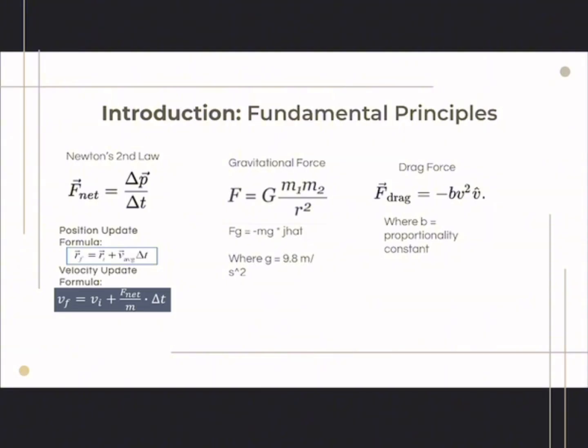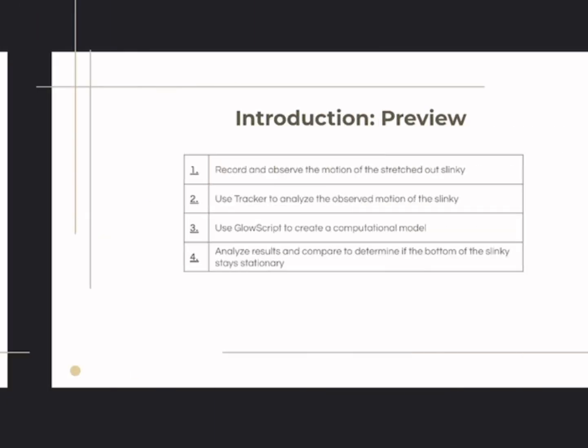So some of the fundamental principles that we'll be looking at in today's lab include Newton's second law, also known as the momentum principle, and this can be seen by the given equation: F net is given by the change in momentum over the change in time, and then we can also derive the position update and velocity update formulas from this one equation. We'll also be looking at the gravitational force equation, which is the force of gravity, where g is 9.8 meters per second squared. And then we'll also be looking at the drag force, and in this case, b is going to be equal to the proportionality constant, which we will later learn how we're going to find.